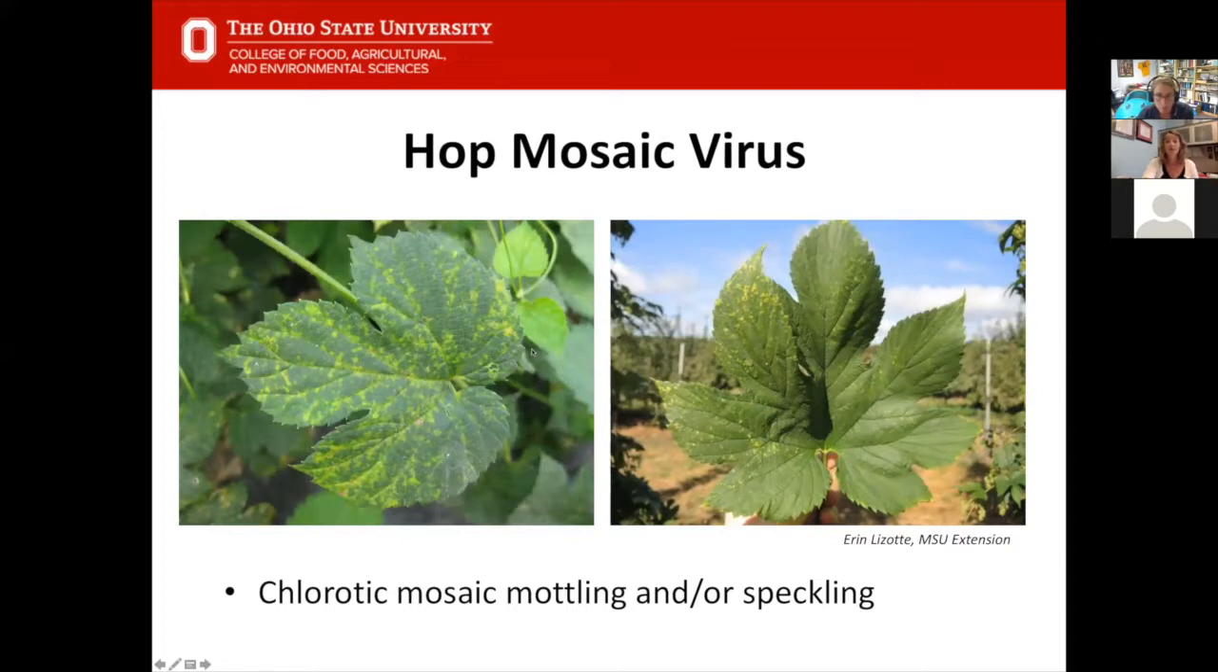To confirm that, you would have to have a diagnostic test done, which I'll talk about as we move forward. When you have a hop mosaic virus infection, you will probably also have American latent virus as well as hop latent virus present. So it's a mixed infection, and this is the symptom that you'll see in response to that mixed infection.